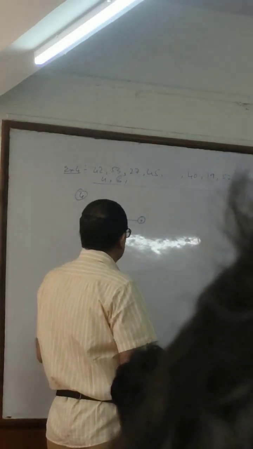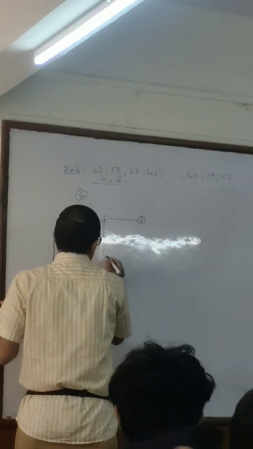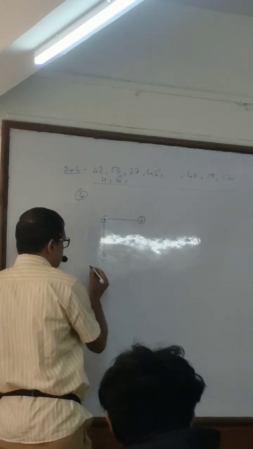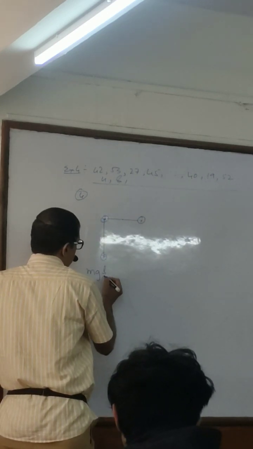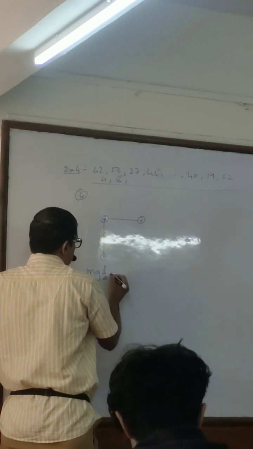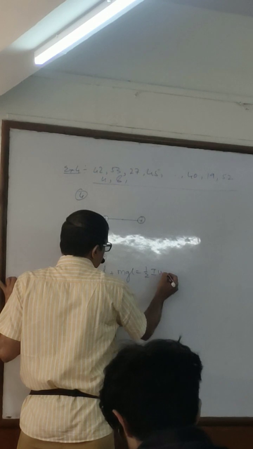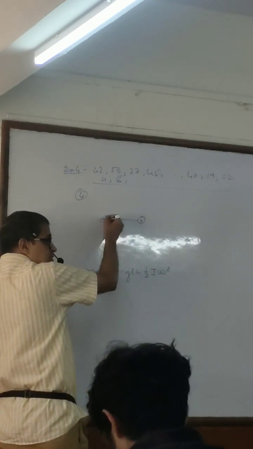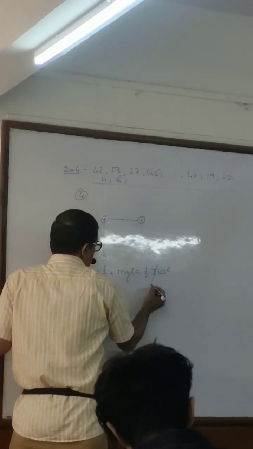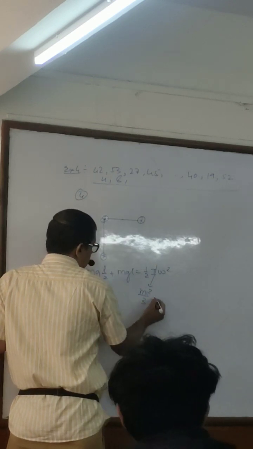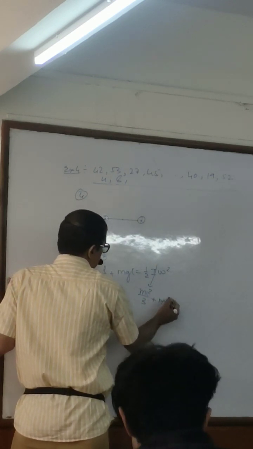Now, when this comes down, all three rods are of the same mass. mg L by 2, this rod comes down by L by 2, this rod comes down by L, is equal to half I omega square. About this axis it is pure rotation. So I will be ml square by 3 less ml square.